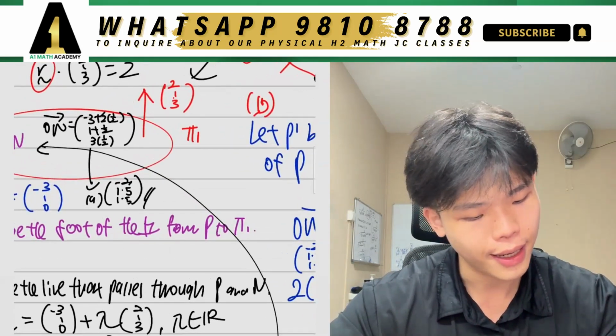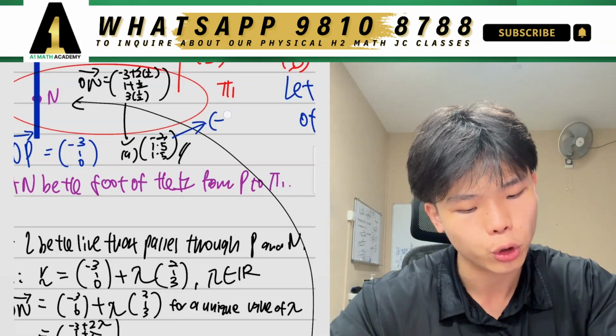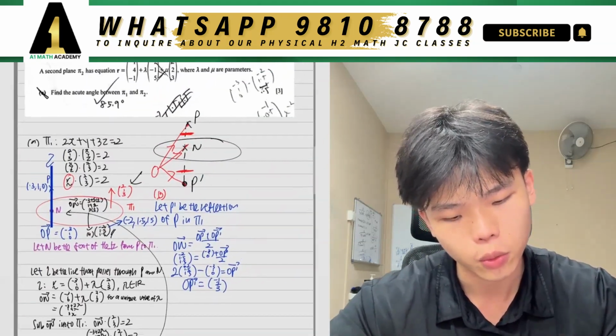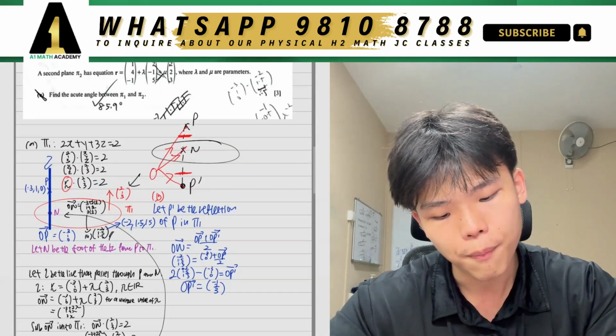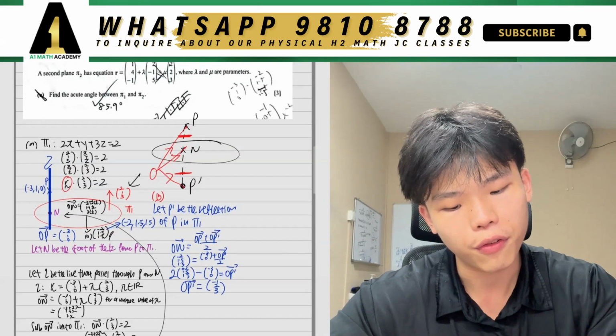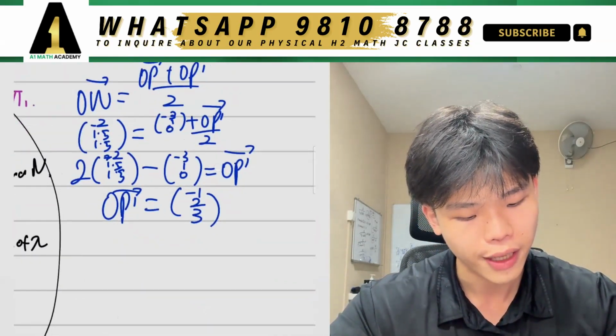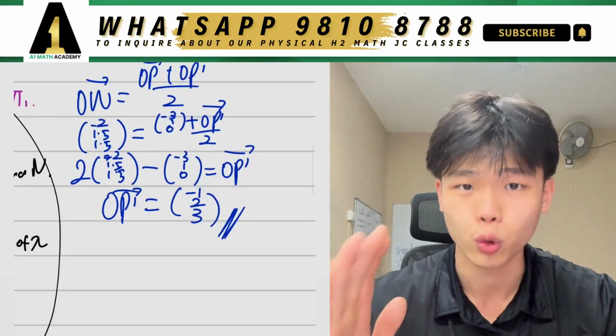And I also just realized that, take note, for part A, your answer should be a coordinate. So here's (-2, 1.5, 1.5) over here, right? Because as what the question stated, they want the foot of the perpendicular, which is the coordinates. But for part B, they want the vector. So the final vector would be this as the final answer to part B.